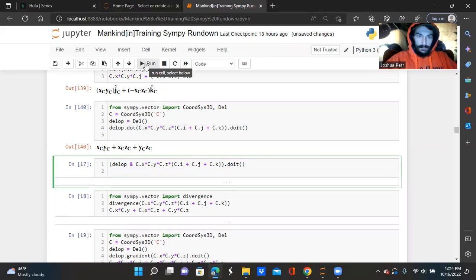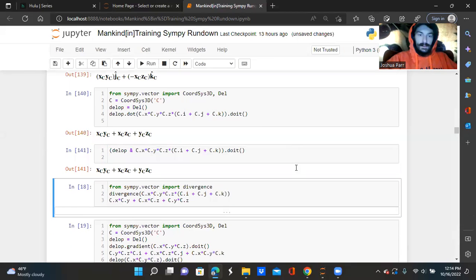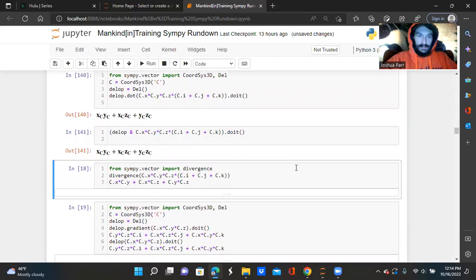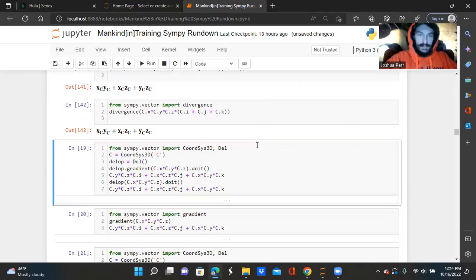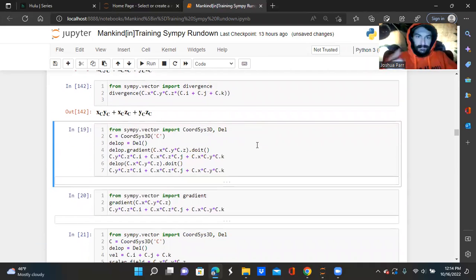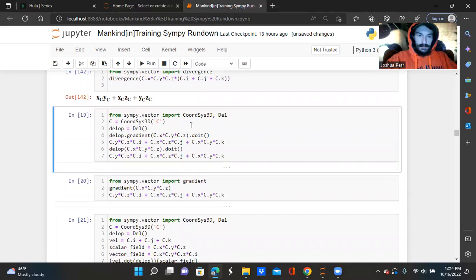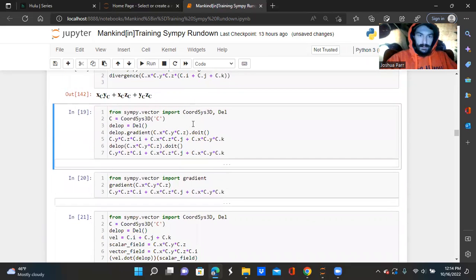And if I want the del op and this together, we get xcyc plus xczc plus yczc. I'm not sure why my answers ended up coming into here. Here we are, xcyc plus xczc plus yczc. That's my divergence. Now, bringing in the del operator and the coordinate systems. This is all having to do with verifying Stokes' theorem, by the way.